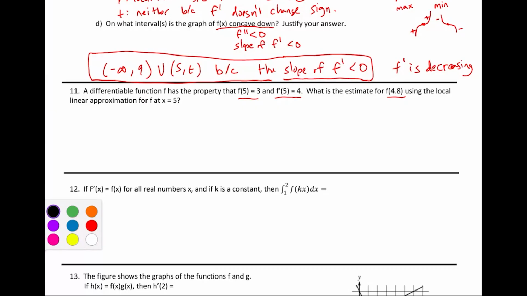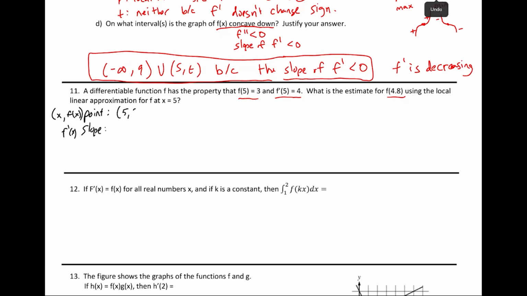So the way we set up these linear equations is the same, going back almost to the beginning of the year, where we need a point and a slope. I'm not sure why I put slope first there. I usually find the point first. Okay, so the point is going to be x comma f of x, and the slope is going to be f prime of x. So the point that we're going to use at x equals 5 is 5 comma 3. That's given right here. The slope is also given. The slope at 5 is 4.